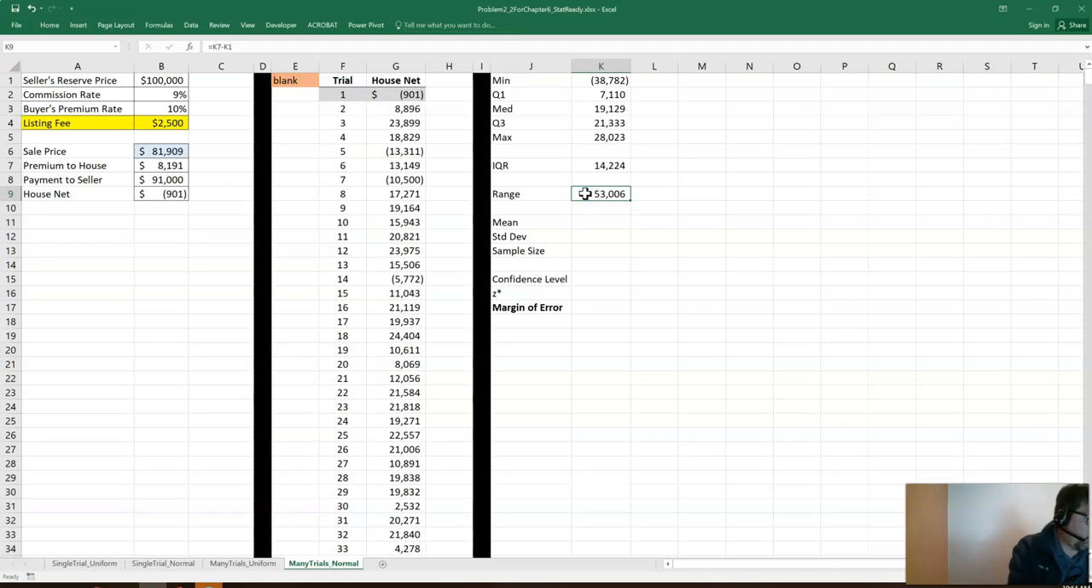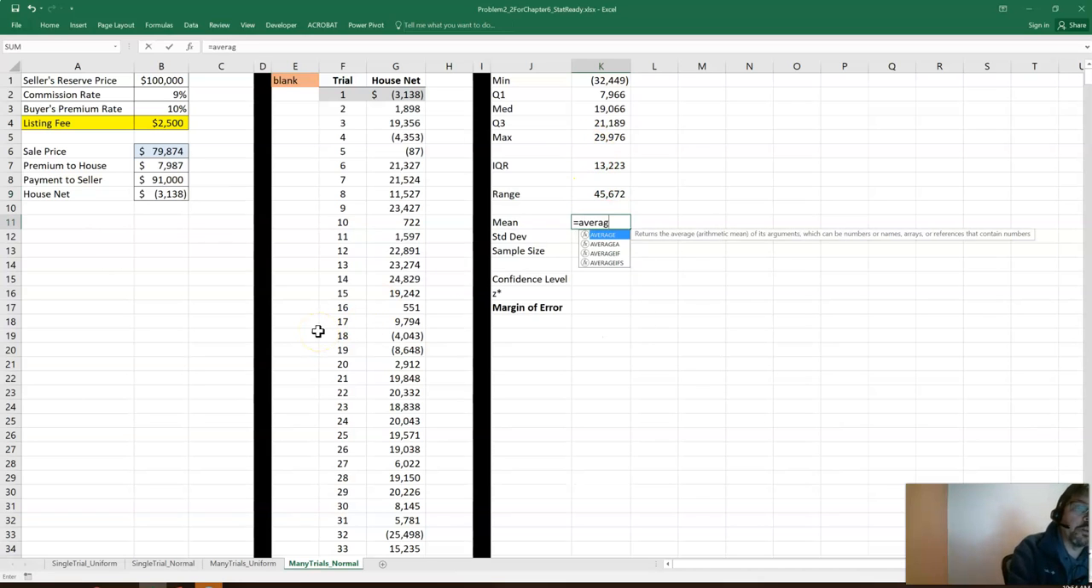And again, if you want to see a different set of 1,000, there's a delay because I've got a lot of stuff open and my computer's slow, but F9 will show you that. And it doesn't change them drastically. The mean is the frustrating Excel function because they use the word average instead of mean. The standard deviation.